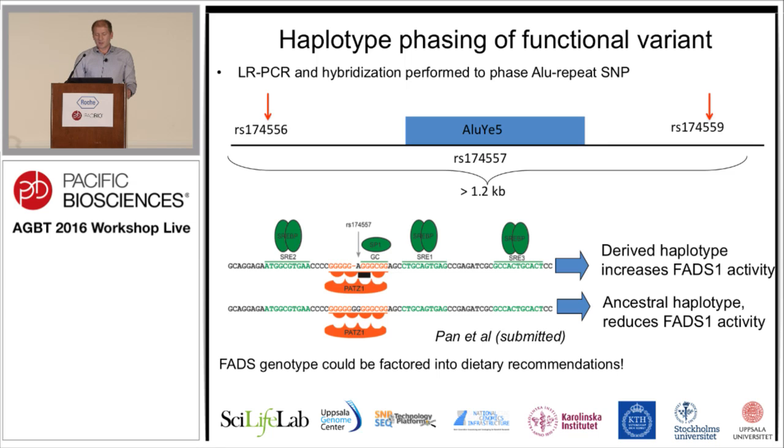And what we now know is that if you have an A at this position, then you also carry the D haplotype, and this increases the FADS1 activity. But if you have a G insertion here, then you are the ancestral haplotype, and you have lower FADS1 activity. So we think that this is quite important, and perhaps we could even include this fast genotyping in dietary recommendations.